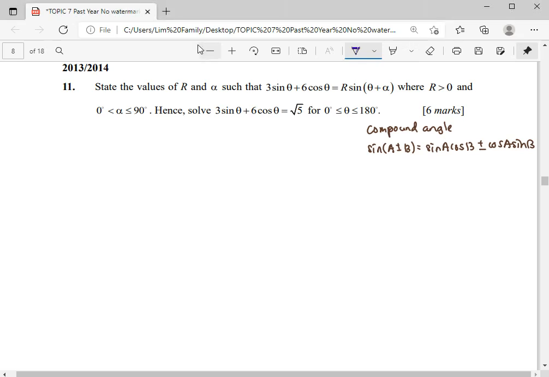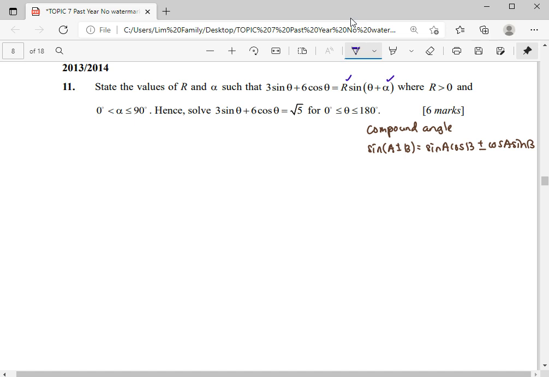So look at question 11. They say state the value of r and alpha such that 3 sine theta plus 6 cos theta is equal to r sine (theta plus alpha). So this means that we are going to express this form of trigo expression into a single trigo term by using the compound angle formula. You can notice that r and alpha are the constants we want to find out.